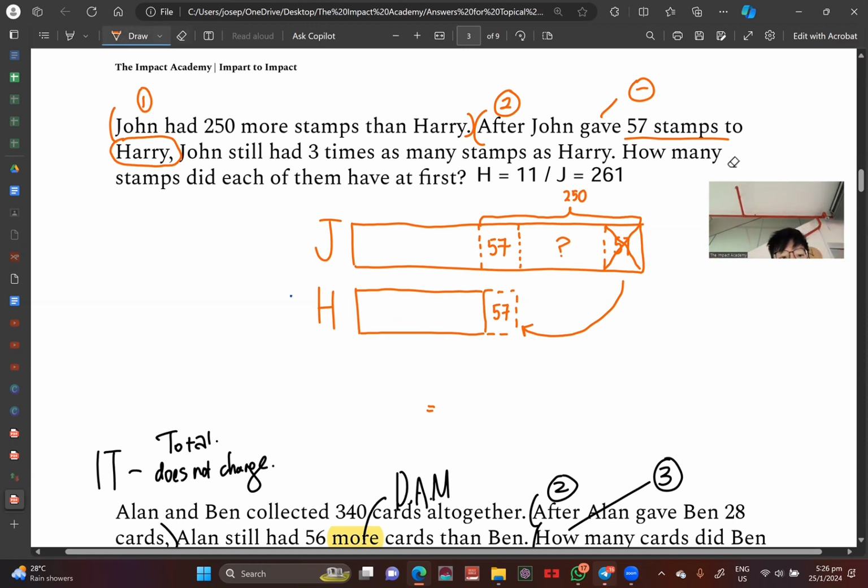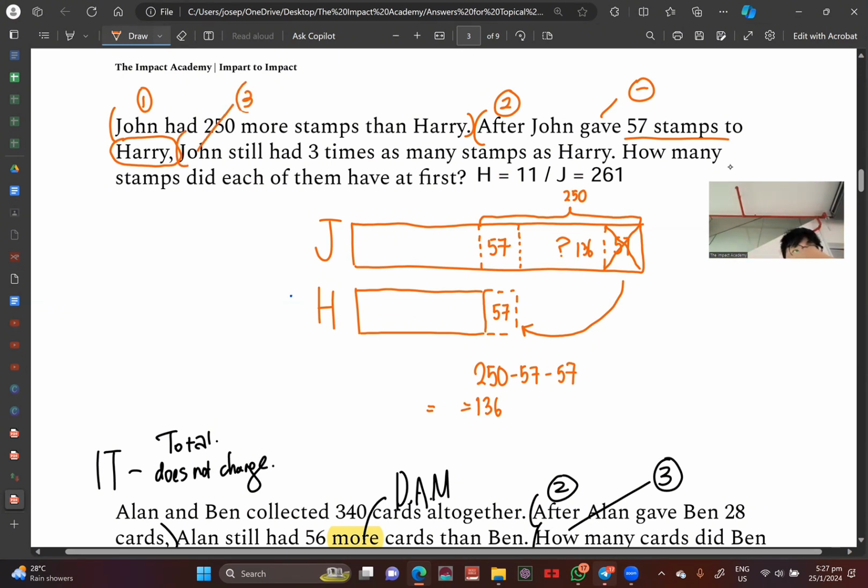All right, so what I'm going to do over here, I'm just going to do 250 minus away 57, minus away 57. When I do that, I'll get to an answer of 136. 136 over here. Am I making sense here? All right, so we know that's 136.